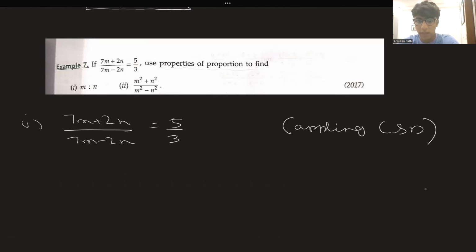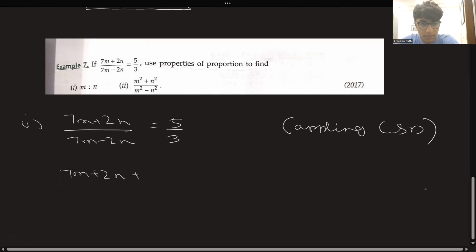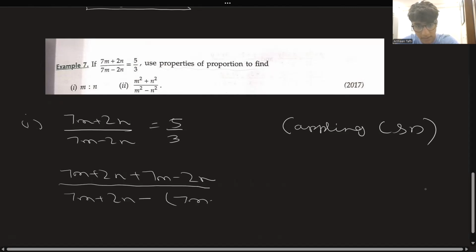Okay. But I'm going to use the formal method, so that if someone didn't understand the shortcut method, they'll also be able to gather this. So CND is 7m plus 2n plus 7m minus 2n divided by 7m plus 2n minus 7m minus 2n.